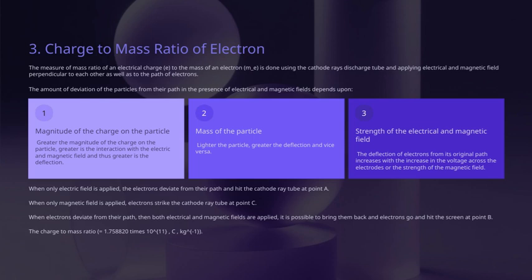This shows that the greater the charge on the particle, the stronger its interaction with the fields, leading to greater deflection. And finally, the amount of deviation depends on the ratio of the charge to the mass of the electron, which we determine using a cathode ray tube setup with perpendicular electric and magnetic fields. This experiment helps us understand the fundamental properties of electrons and their behavior under electromagnetic forces.